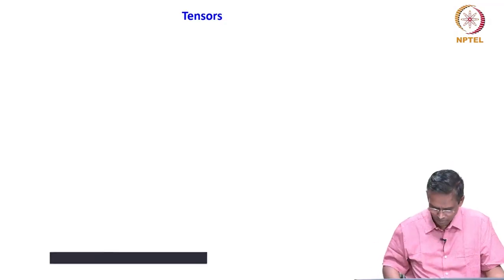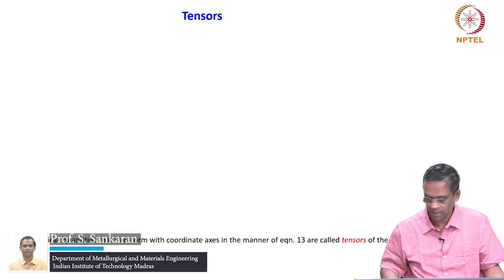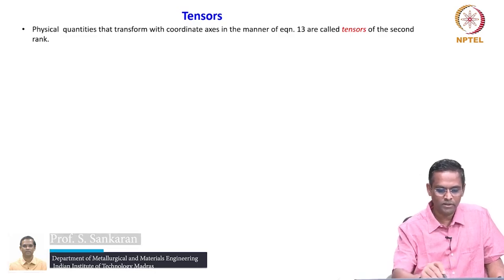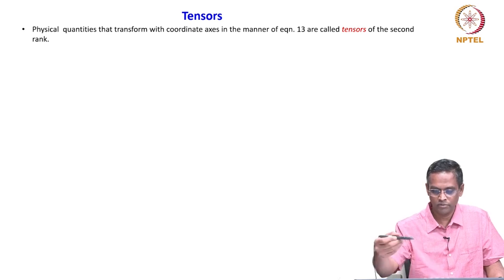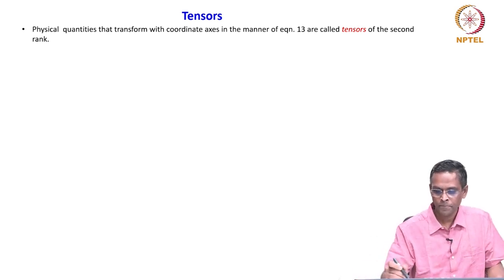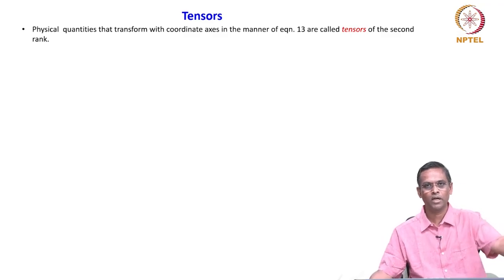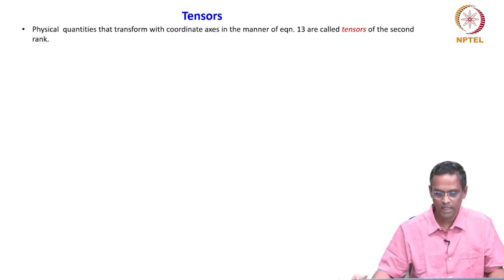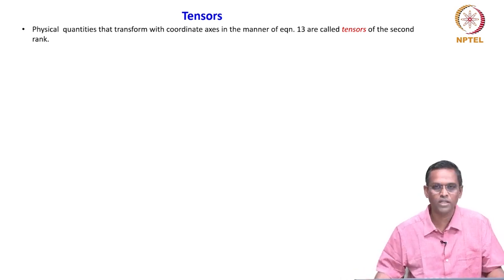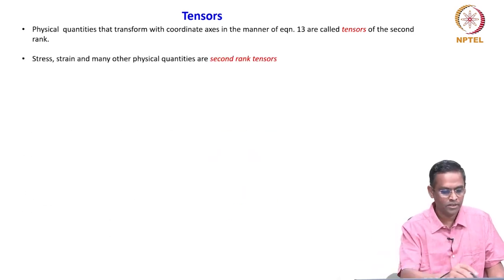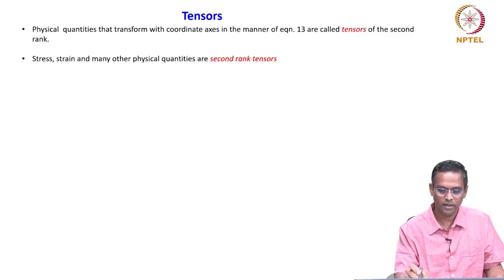I just want to recall a few very basic points, which you all might have already studied. Physical quantities that transform with the coordinate axis in a manner like the equation we have just seen, from one coordinate system to another, are called tensors of second rank. What are the physical quantities we measured? We looked at stress. So physical quantities such as stress and strain, that transform with the coordinate axis in the manner we have seen, are called tensors of the second rank. Stress, strain and many other physical quantities are second rank tensors, which is very important.